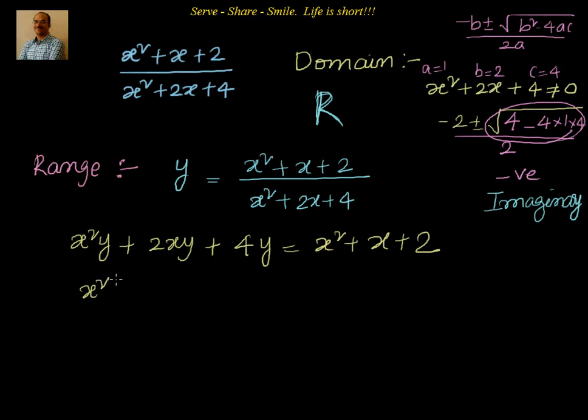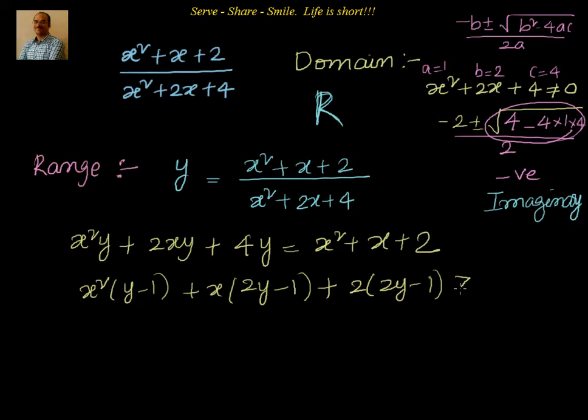We have x square into y minus 1 plus x into 2y minus 1 plus 4y minus 2. Can I write it as 2 into 2y minus 1? This should be greater than or equal to 0. So we know that in this particular quadratic equation our a is y minus 1, our b is 2y minus 1, and your c is 2 into 2y minus 1.